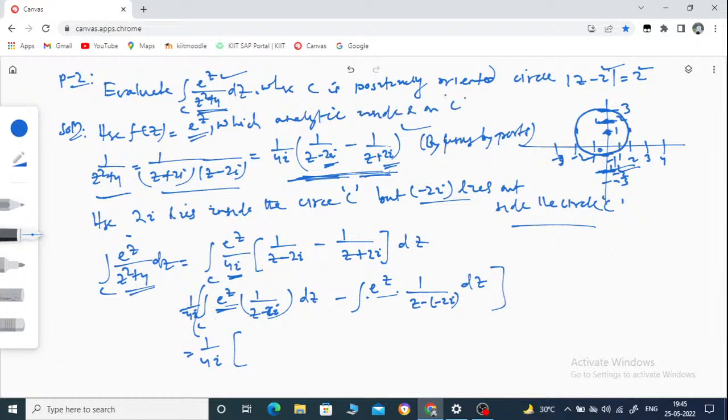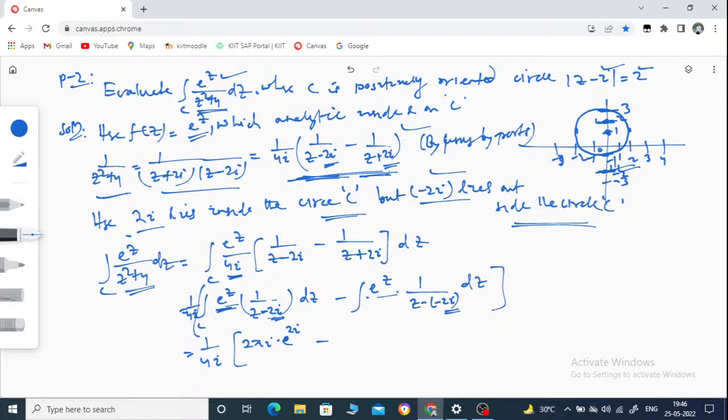This is analytic inside and on C. Okay, so since it is analytic inside and on C, and here this is the point z minus z naught, that means z naught is your 2i and 2i lies inside the circle. So by Cauchy's integral formula, this will be 2 pi i into f of z naught. So f of z is e to the power z, so 2 pi i e to the power 2i. Okay, minus, and here minus 2i, I already wrote, lies outside of this circle.